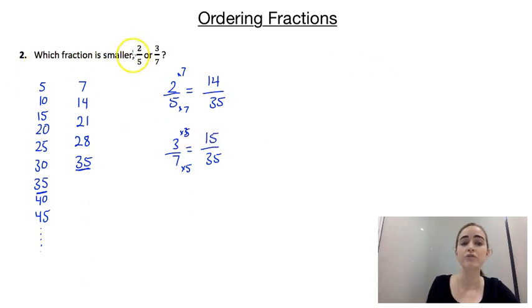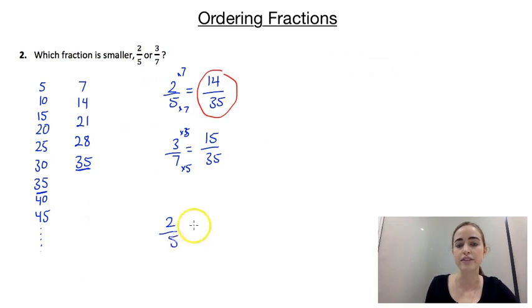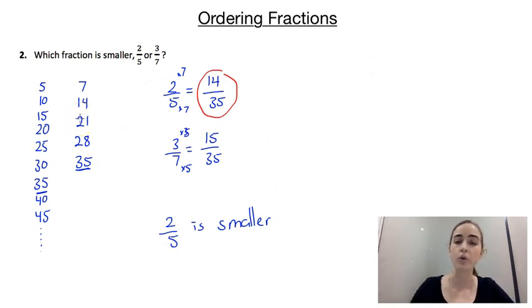So in this one, we were looking for which one is smaller. So that's going to be this one here, 14 out of 35 instead of 15 over 35, which means that 2/5 is smaller than 3/7. So that's having a look at ordering fractions.